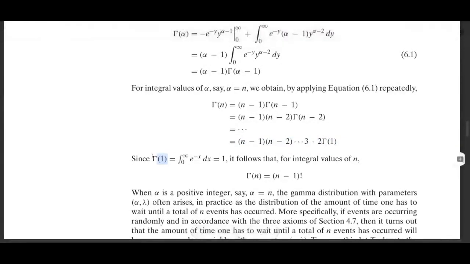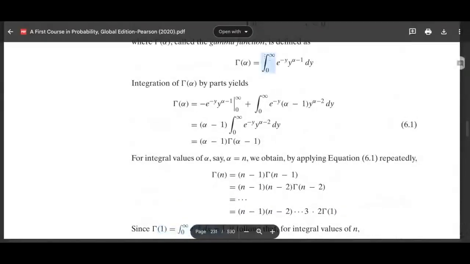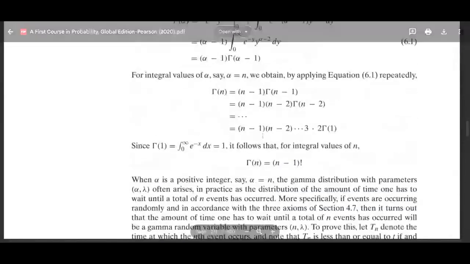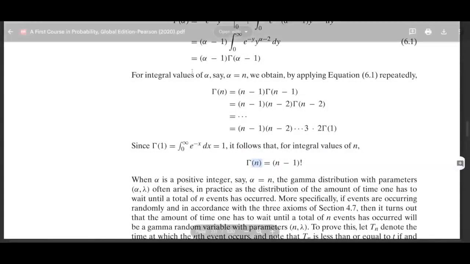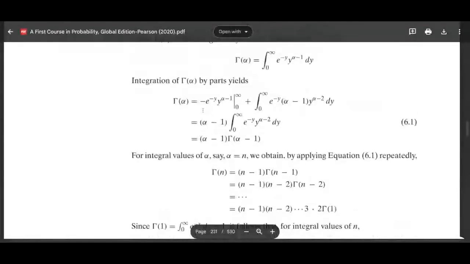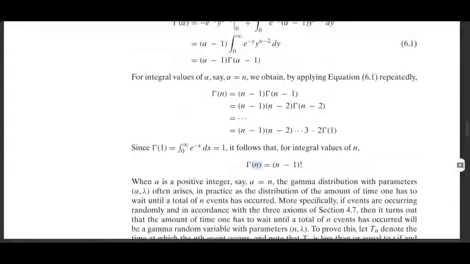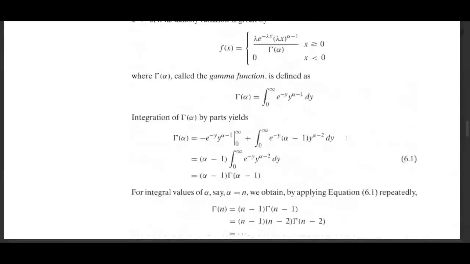And since gamma of 1 equals, if we plug into this, we get gamma of 1 equals 1. So gamma of n, but the n has to be natural numbers, right? For integral values of n. Integral values, so integrable, but basically we can think of them as natural numbers. So gamma of n equals (n minus 1) factorial. Interesting.